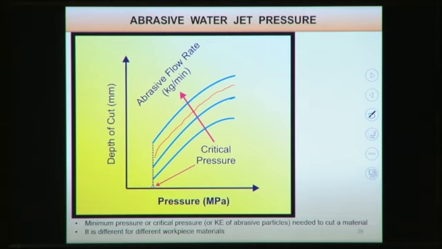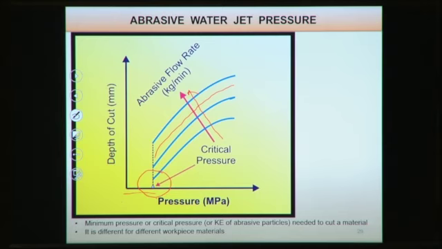Here also you can see that if you increase the abrasive flow rate, in that case also your depth of cut increases. Now here there is a critical pressure: a minimum or critical pressure is required to generate machining. Below this critical pressure there is no machining rate.